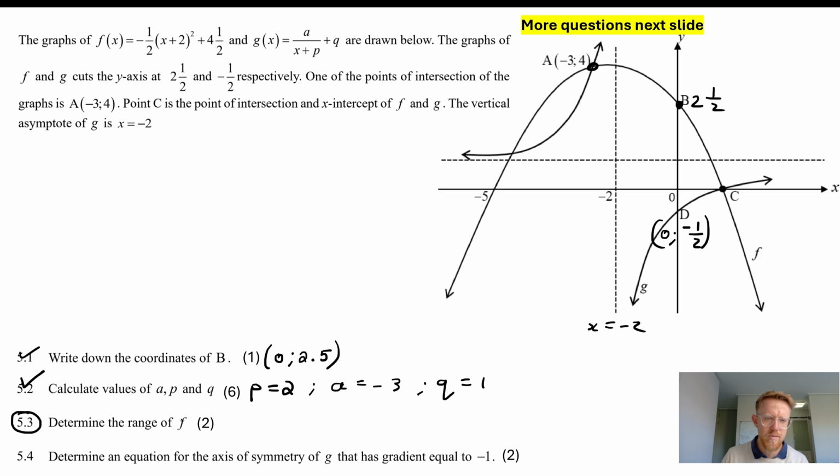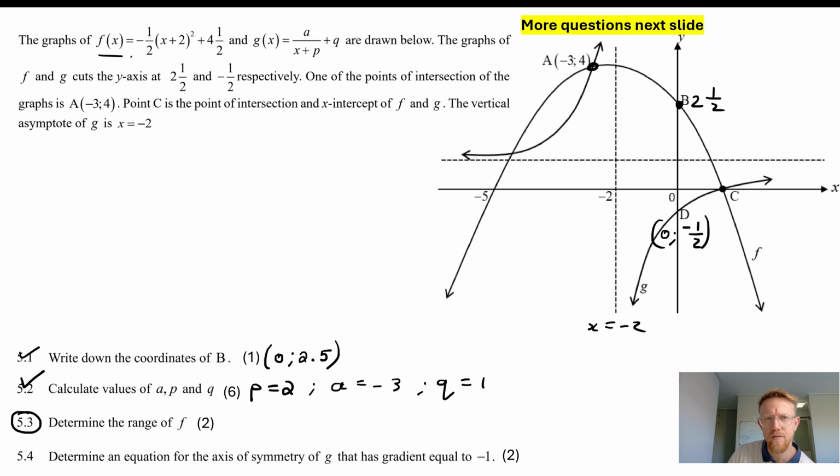This one says determine the range of f. So the range is just the y values. So if you have a parabola like this, then to find your range, you need to know what the highest value is at the turning point, and then it goes all the way down to negative infinity. So we need to know what the turning point is.